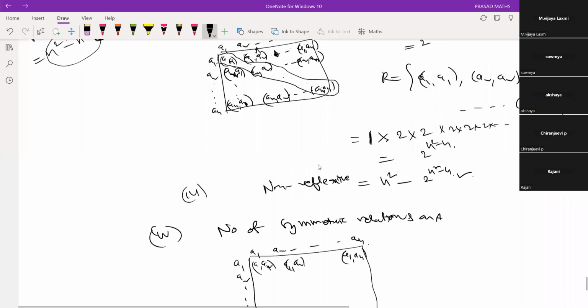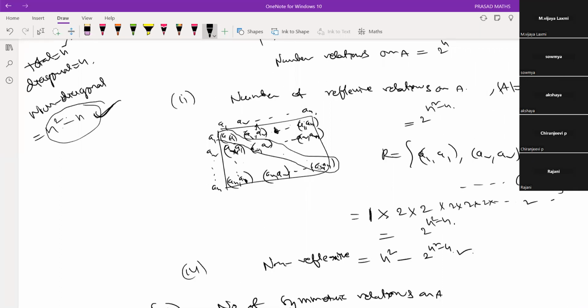So that's what I told, right? Reflexive, first, what do you mean by reflexive? Reflexive is nothing but any element that is related to itself. So in order to define a reflexive, what do I require?